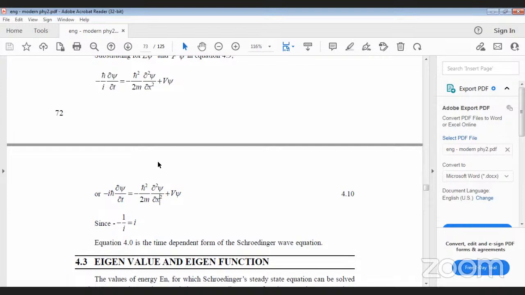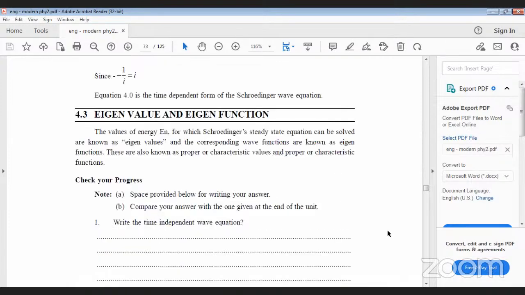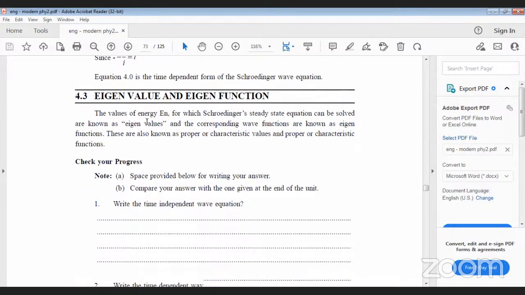That means the wave function with respect to position and time. If you are considering how the time dependent as well as the time independent equations are to be derived, you can easily go through this. Next, eigenvalues and eigenfunctions here. So the values of energy of the Schrodinger equation, when he solved the equations, are known as the eigenvalues, which correspond to the wave functions, which are known as eigenfunctions.